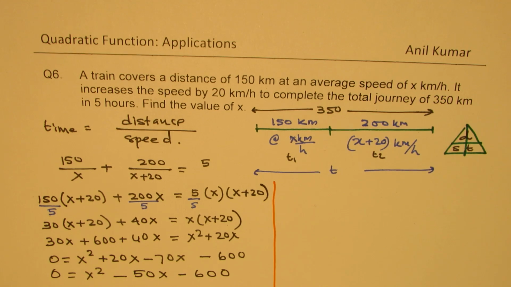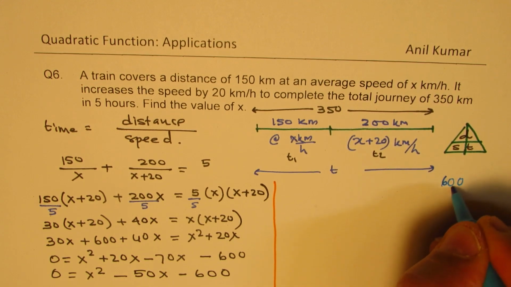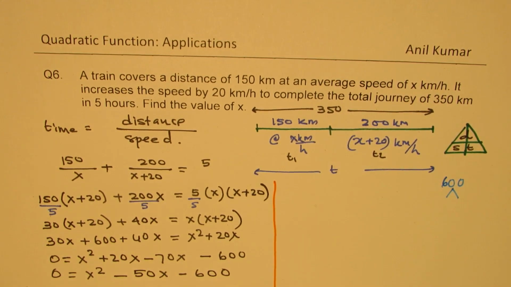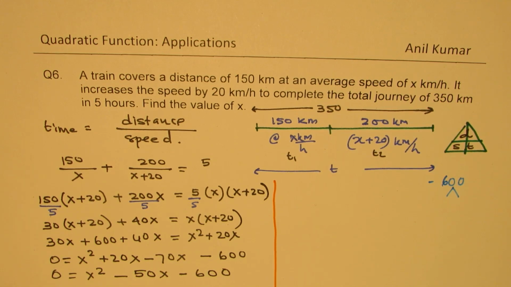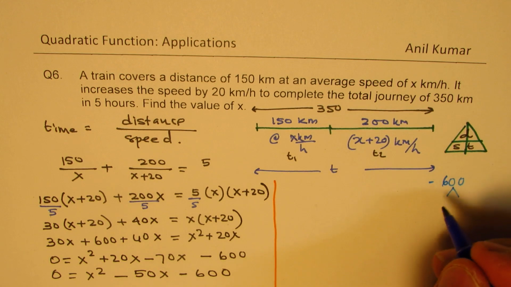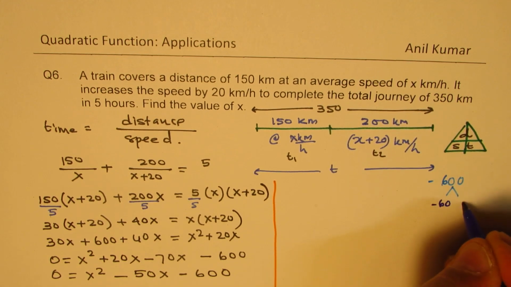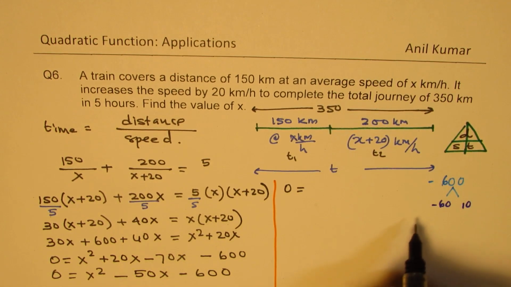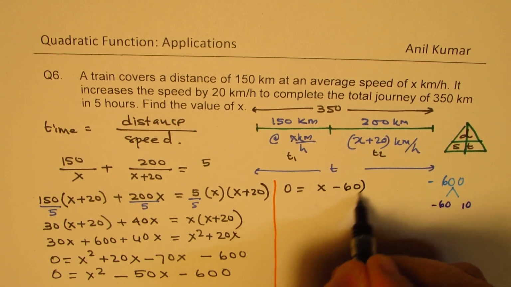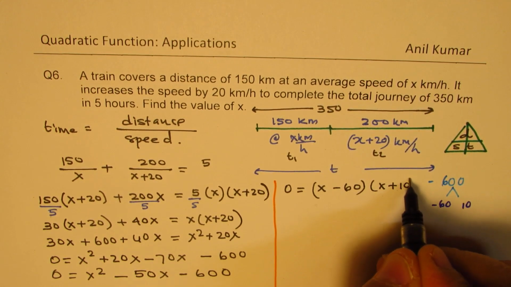Right? So now we are again looking for sum and product of 600. So we have 600 here. We have to split it so that we get 50 as our sum, minus 50, right? So what could those numbers be? 30 and 20, right? But one of them has to be negative. So 30 and 20 will not work. 60 and 10 can work, right? So 60 and 10 can work. So we could have minus 60 and plus 10. That should work. So we can write this as 0 equals to x minus 60 times x plus 10.